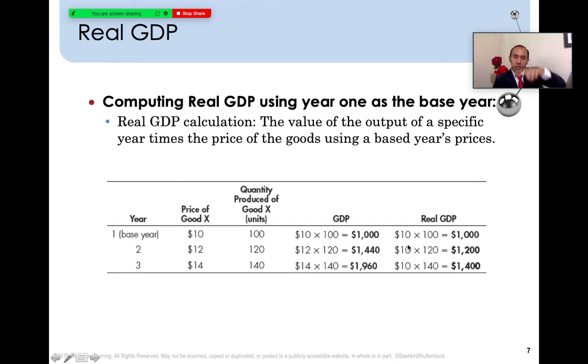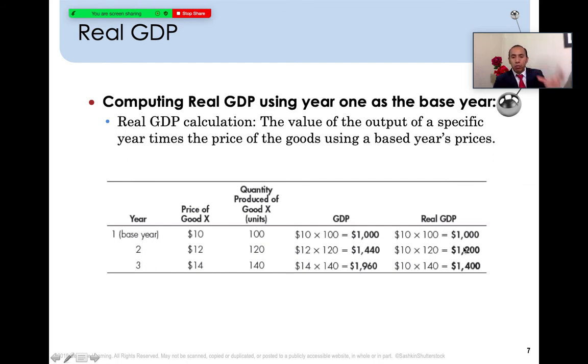And we want to multiply times the value of the prices of year number 1 here, which is $10. 10 times 120 is 1,200. And the output of year number 3, which is 140 times the prices of the base year, which is year number 1. The base year prices could be any base year, could be base year 2 or base year 3.